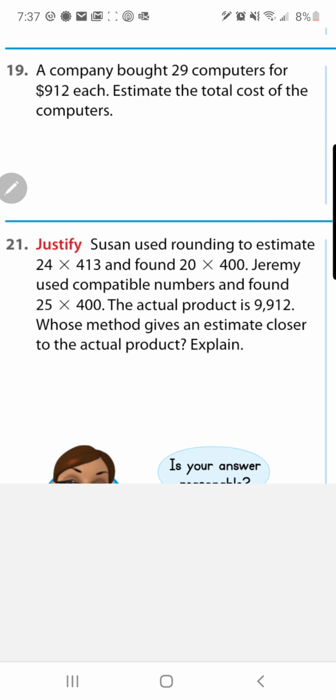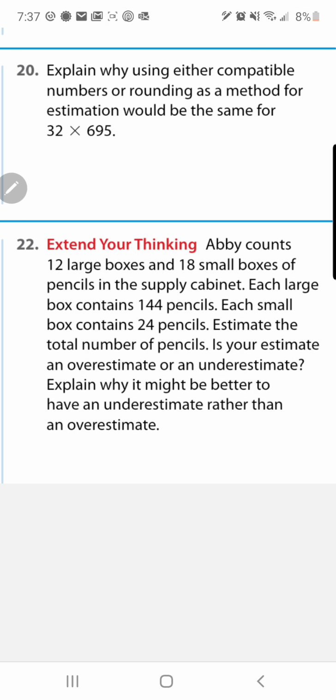Let's go on to 22. It says Abby counts 12 large boxes and 18 small boxes of pencils in a supply cabinet. Each large box has 144 pencils and each small box contains 24 pencils. Estimate the total number of pencils. Is your estimate an overestimate or an underestimate? Explain why it might be better to have an underestimate rather than an overestimate.